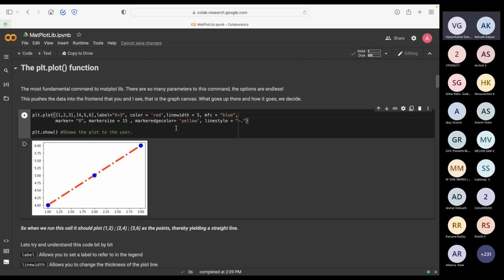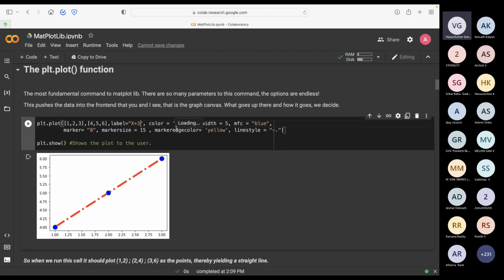Excuse me, can you zoom your window a little bit? Sure. Is this better? Yeah.